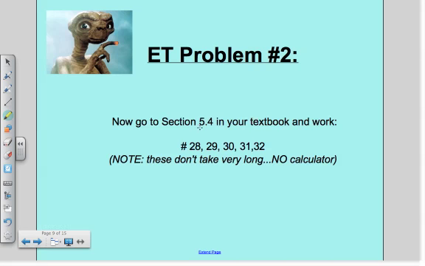Okay. All right. So using section 5.4, go to number 28, 29, 30, 31, and 32. Do not use your calculator. Yeah, these are some of the ones that are like the non-calculator problem. We'll get calculators in a minute.